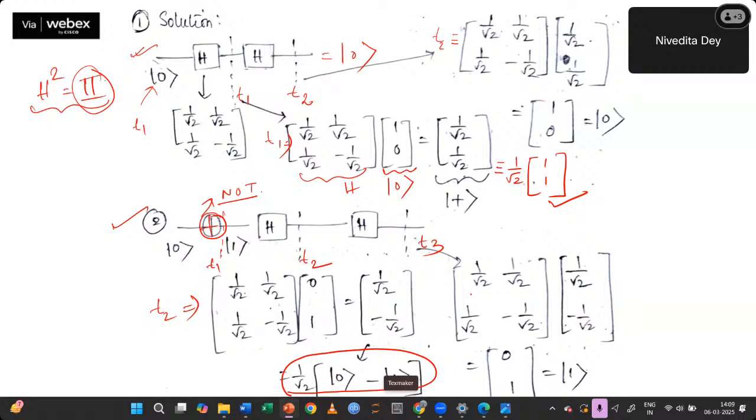Okay. And now if you apply on this result another Hadamard at t3, what will be your outcome? If you just multiply them, it will be again 0, 1, which is nothing but gate 1. So also this is verified. Okay. Now this is very fundamental.